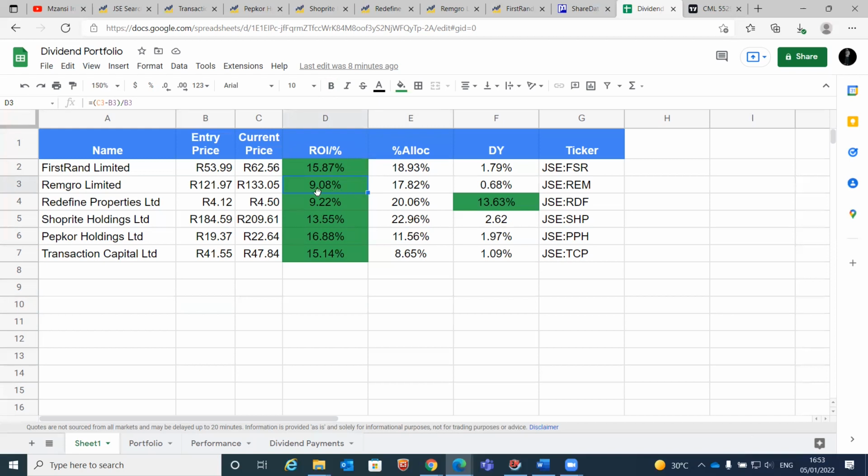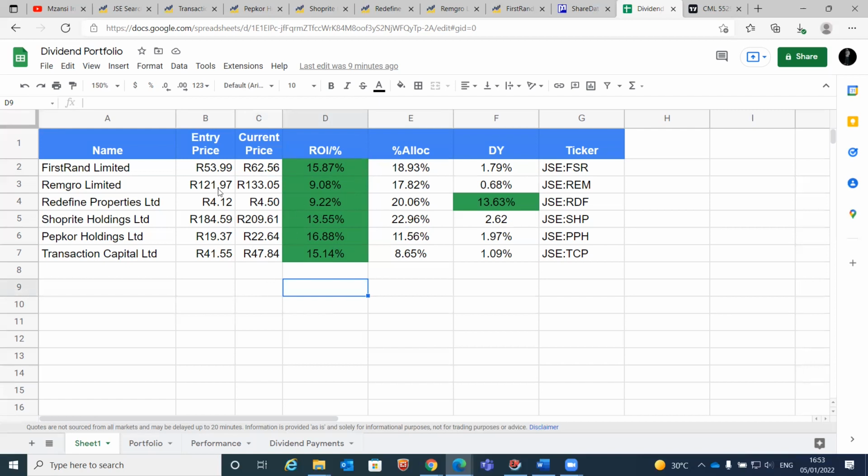The position is up by 9.08%, which is just shy of 10%. But the highest performing stock at the moment is Pepkor with 16.88%, right? So this ROI is just going to keep on fluctuating. Every time the share price fluctuates, it's going to be reallocated.